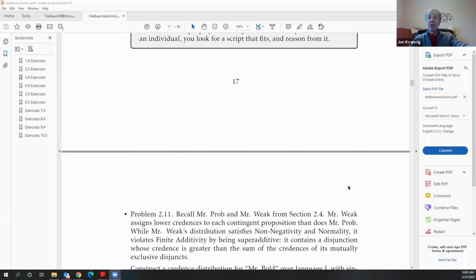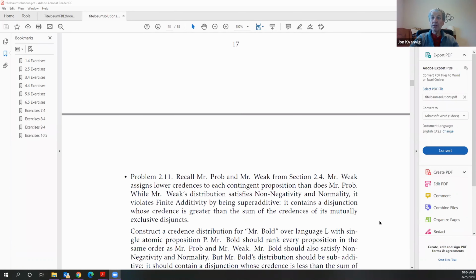Okay, moving on, 211. Mr. Prob and Mr. Weak from section 4. Mr. Weak assigns lower credences to each contingent proposition than does Mr. Prob, while Mr. Weak's distribution satisfies non-negativity and normality. It violates finite additivity by being superadditive. It contains a disjunction whose credence is greater than the sum of the credences of its mutually exclusive disjuncts.